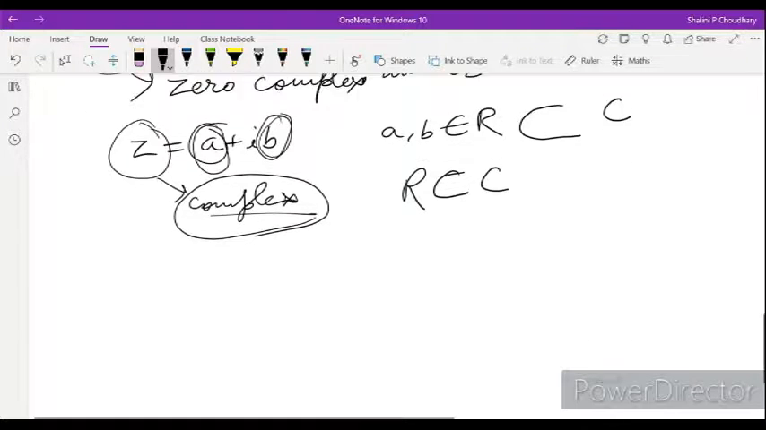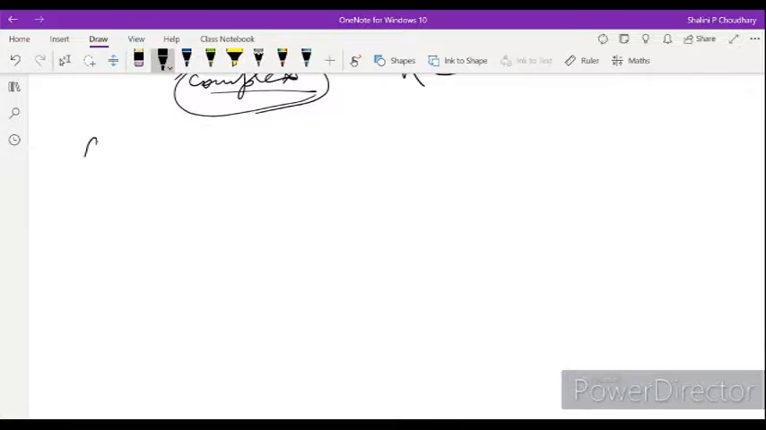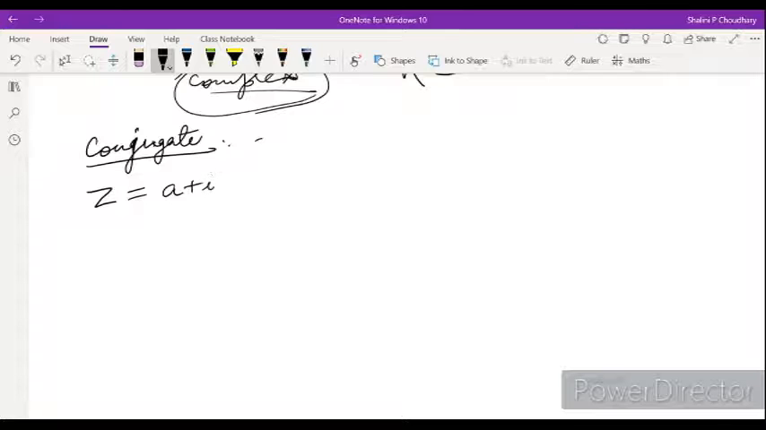Now the next thing that we'll go through is the conjugate of a complex number. So what is the conjugate of a complex number? If Z is a complex number A plus iB, then the conjugate of the complex number is defined as Z bar, and that will be equal to A minus iB. A minus iB means whatever the imaginary part is, the sign in front of it will change.